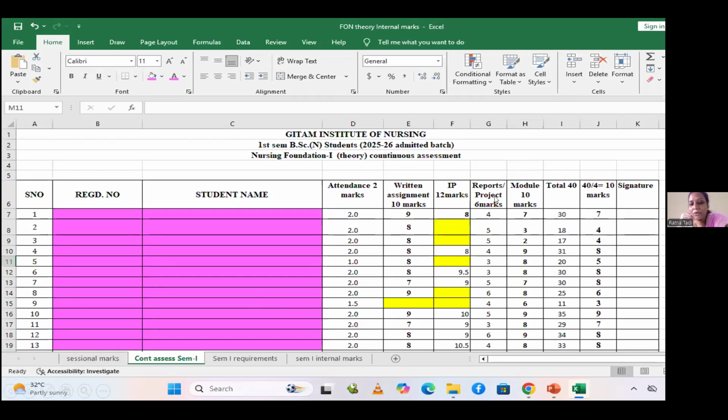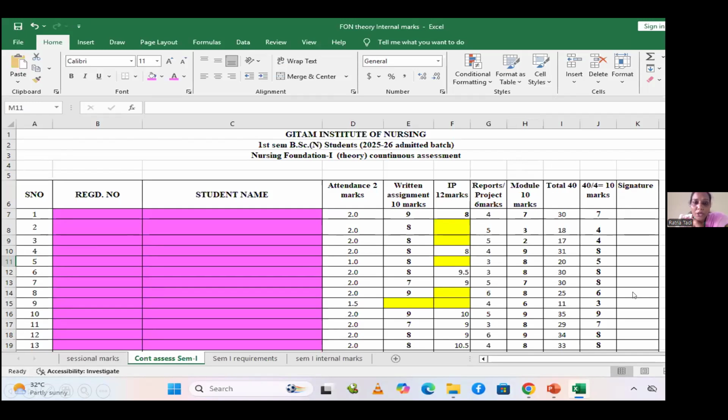Then I gave them project work and a model presentation, and I kept the marks out of 6 only. Then there is the module, the first aid module, so that marks out of 10 I got. All this I got in total. Because the module is added, the total is out of 40. If the module is excluded, the total will be out of 30. If it is 30, it has to be divided by 3. If it is 40, it has to be divided by 4. So we get the total marks out of 10.